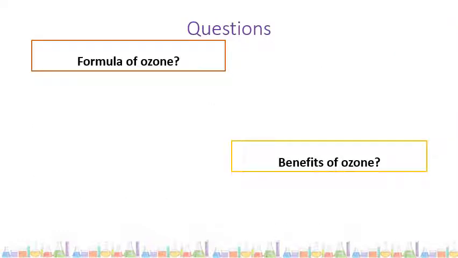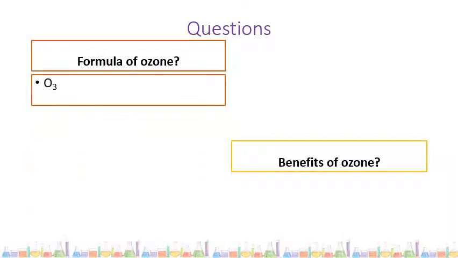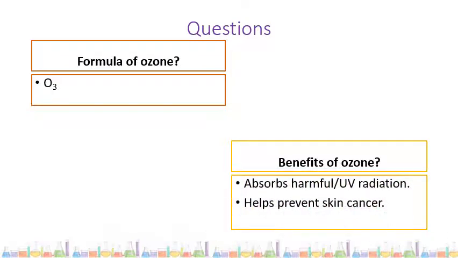I've also tried to go through small bits in this video and then go through the exam questions that would be asked on that. So far we haven't covered too much. You can be asked to remember the formula of ozone, which is O3, and the benefits of ozone, which would be that it absorbs harmful UV radiation and helps prevent skin cancer, or skin irritations, you could say.